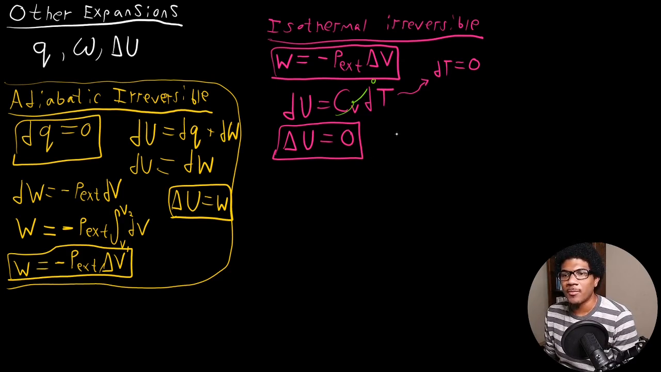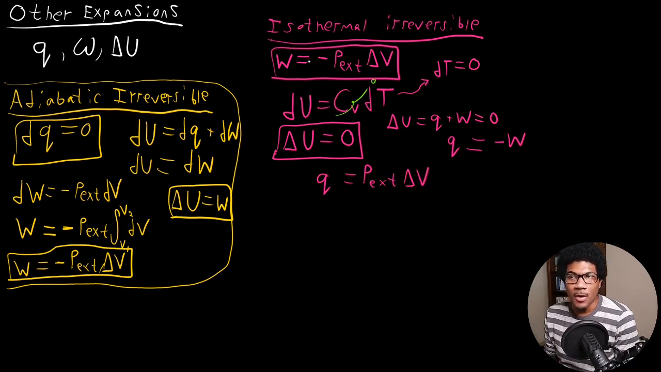Okay, so now what consequence does delta U being 0 have on the first law of thermodynamics? Well, let's look at it. So we know that for the first law, delta U is equal to Q plus W, right? If we know that this whole thing is going to be equal to 0, then that means that Q is just going to be equal to negative W. So in this case, Q is going to be equal to P external delta V, right? Because that's what we got for our work.